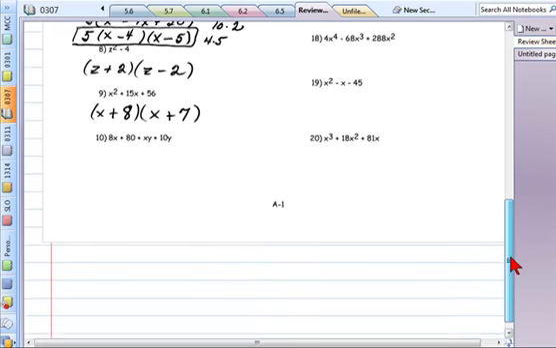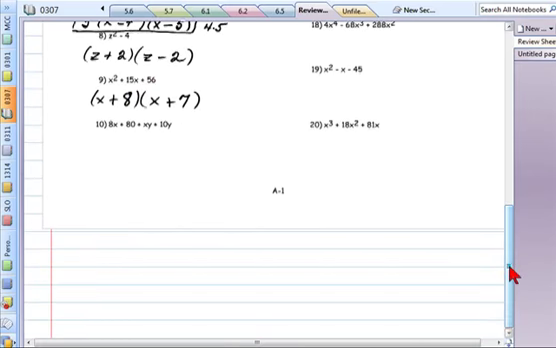All right, number 10. It's 4 terms. I really immediately start thinking about what process? Grouping. So group, group. What's in common in the first group? 8. So I'm going to have 8 times, 8 goes into 8x, x times, 8 goes into 80, 10 times.